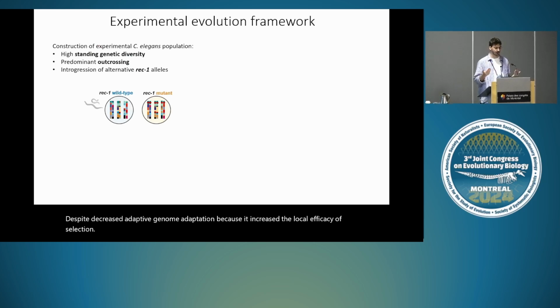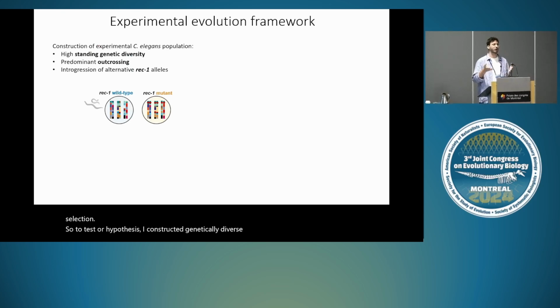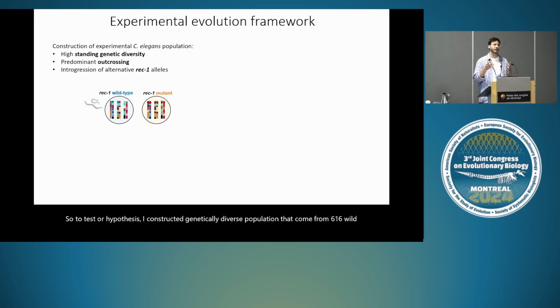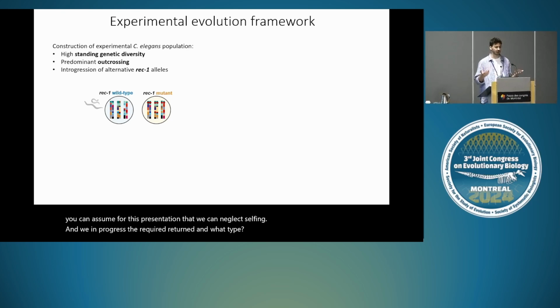So to test our hypothesis, I constructed a genetically diverse population that comes from 16 wild isolates and that has been adapted to a lab environment. And importantly, in this population, there is a high outcrossing, so a lot of genetic mixing, a lot of effective recombination, and you can assume for this presentation that we can neglect selfing. And we introgressed the REC1 mutant and wild-type allele in this genetically diverse and outcrossing population.